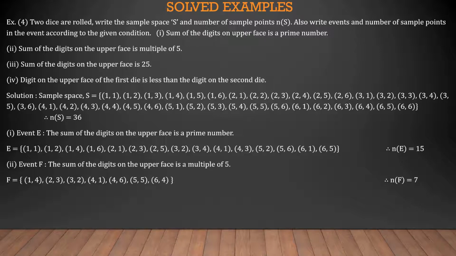So these are the sample points in event F. So total sample points in event F, n of F is equal to 7.